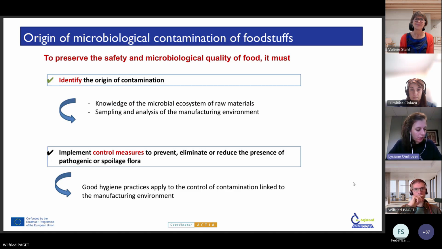So to conclude on this unit, to preserve the safety and the microbiological quality of food, it is important to identify the origin of contamination and to have knowledge of the microbial ecosystem of raw materials, and to take samples and do analysis of the manufacturing environment. It's also important to implement control measures to prevent, eliminate, or reduce the presence of pathogenic or spoilage flora, with good hygiene practices applied to control the contamination linked to the manufacturing environment.